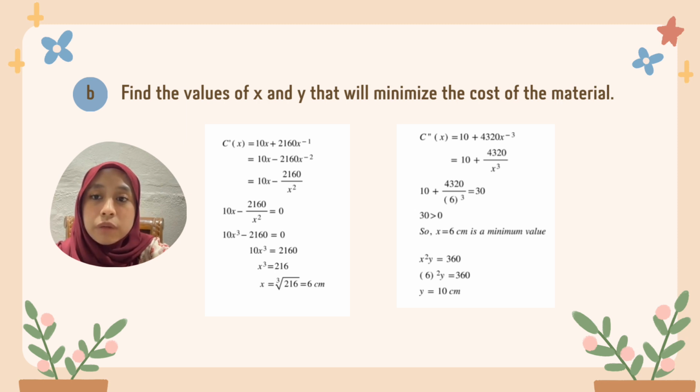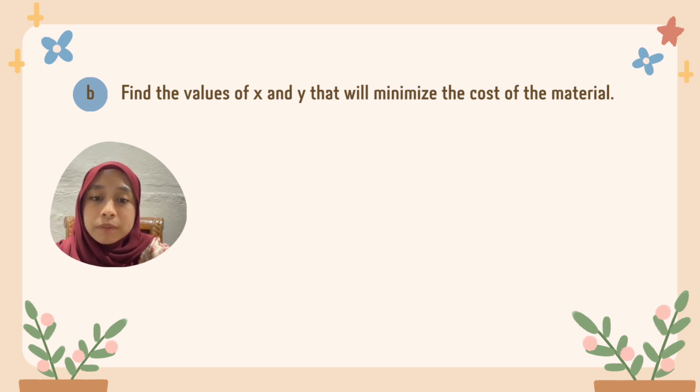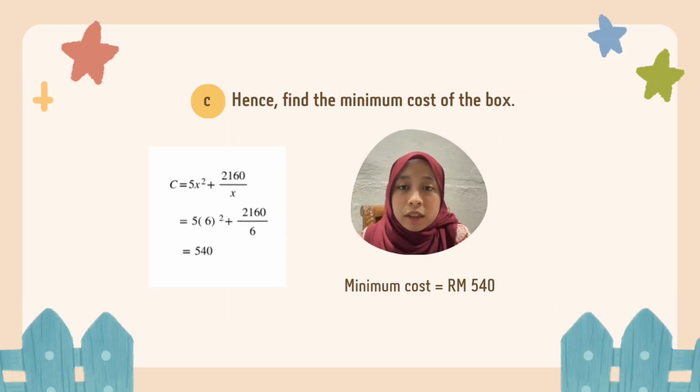To find the y value, we need to substitute x equal to 6 into the equation x squared y equal to 360, and the value of y is 10 cm. To find the minimum cost of the box, we need to substitute x equal to 6 into the first equation, which is 5x squared plus 2160 over x. So the minimum cost that we got is RM540.